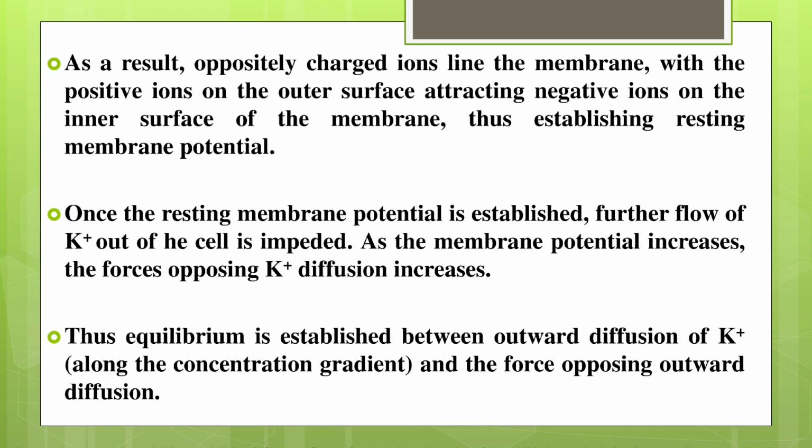Once the resting membrane potential is established, further flow of potassium ion out of the cell is impeded. As the membrane potential increases, the forces opposing potassium ion diffusion increase. Thus, equilibrium is established between outward diffusion of potassium ion along the concentration gradient and the force opposing outward diffusion.